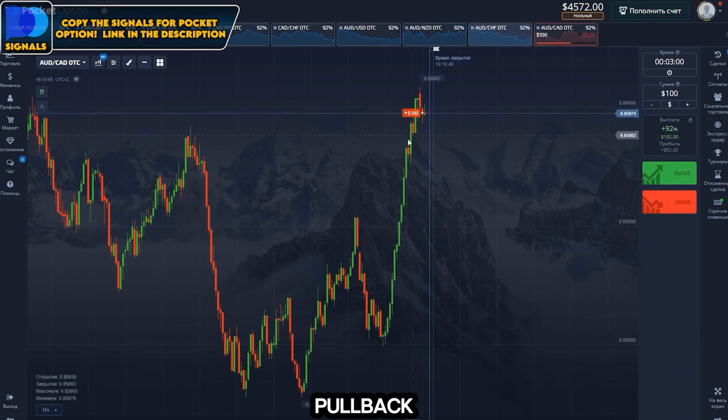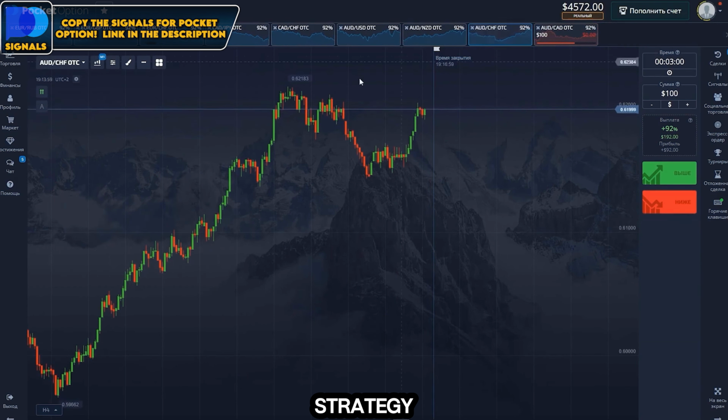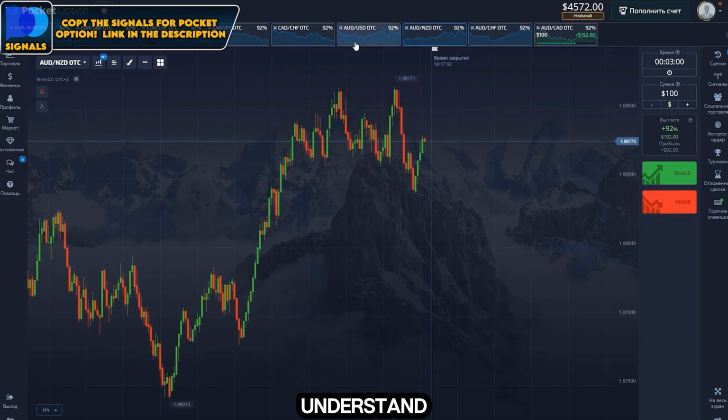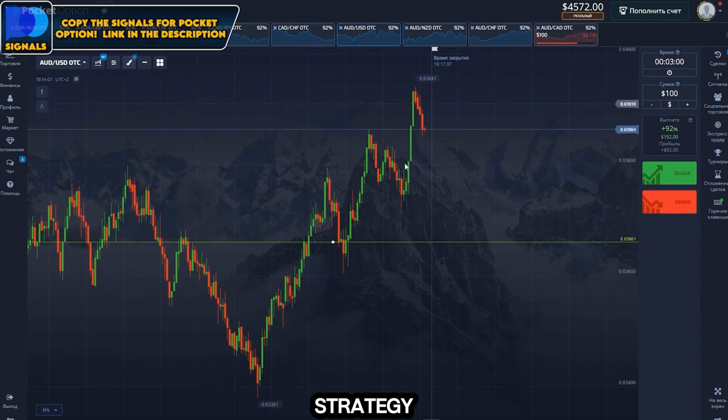Here we entered on a pullback, which is not related to the strategy. I just wanted to earn an additional bonus to my balance. Now, back to the strategy. We need to understand where we will apply it. Here we can effectively apply this strategy.